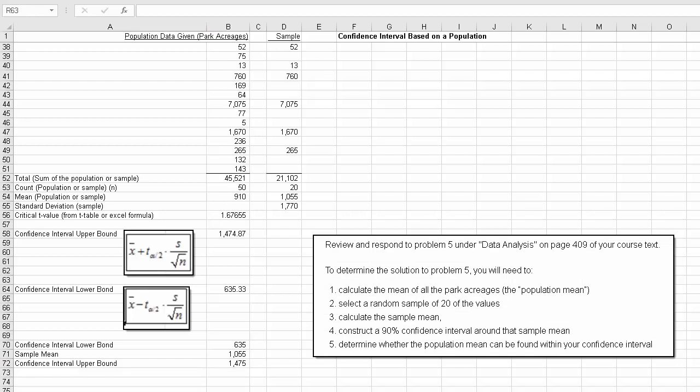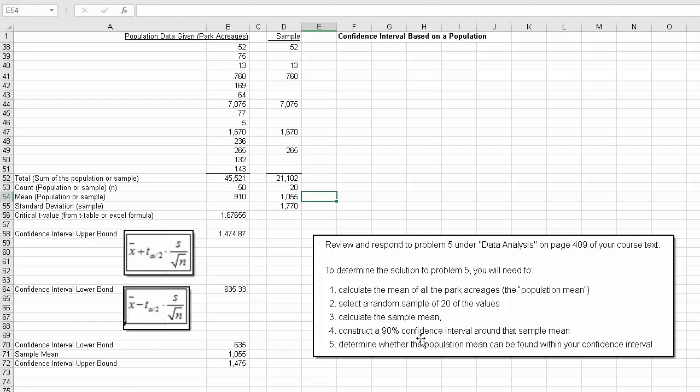Okay, so to review, did we calculate the mean of the park acreages? Did we calculate the population mean? Yep, we did. We came up with a population mean of 910. Did we select a random sample of 20? Yes, we did. There's the count of 20. Did we calculate the sample mean? We sure did. We used Excel's average function to do it. Of course, you could have simply taken the total and divided by the count. You'll get the same number. Again, this one I've got formatted to no decimal places, but it's actually using whatever the real number is with all of its decimal points. We're just not seeing it.